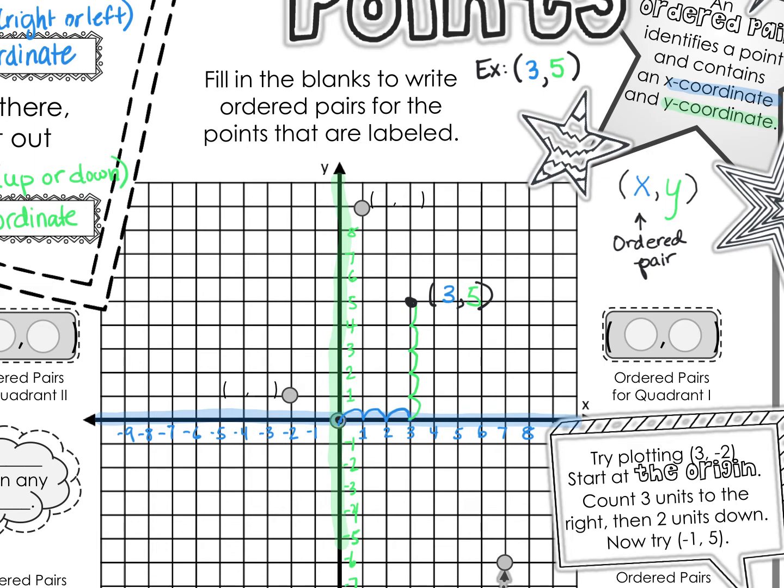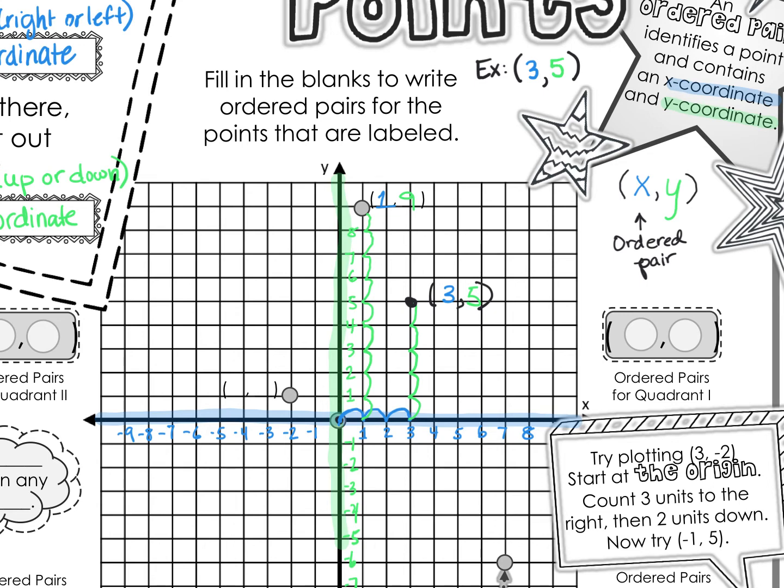So first, to get to that point, I'm going to go to the right once, and then from there, I'm going to go up 1, 2, 3, 4, 5, 6, 7, 8, 9. So the ordered pair for that point is 1, 9.